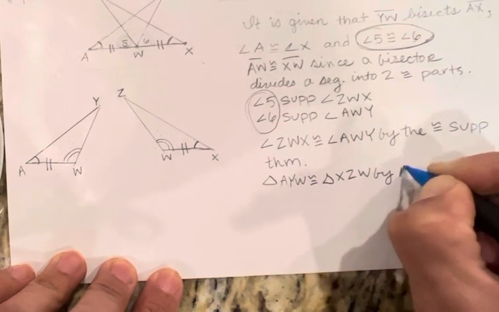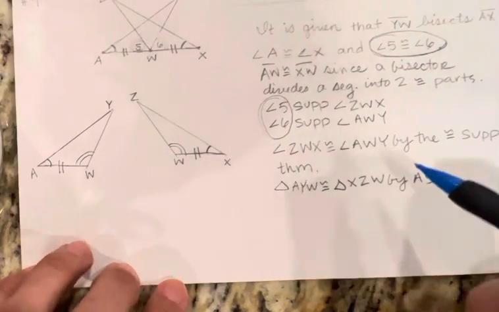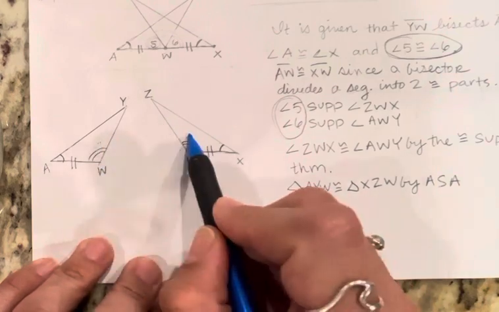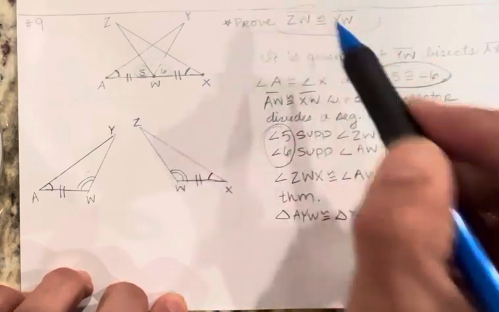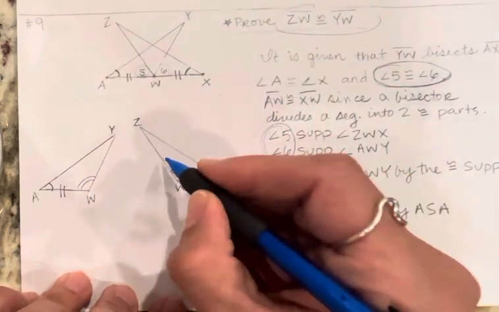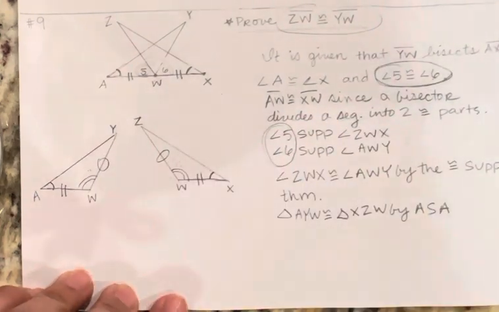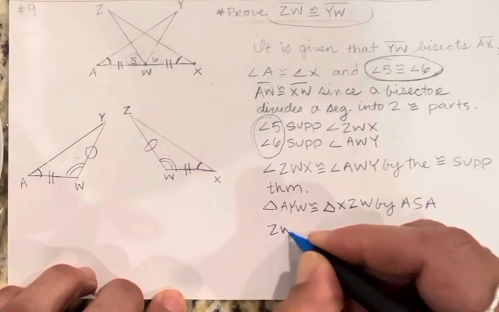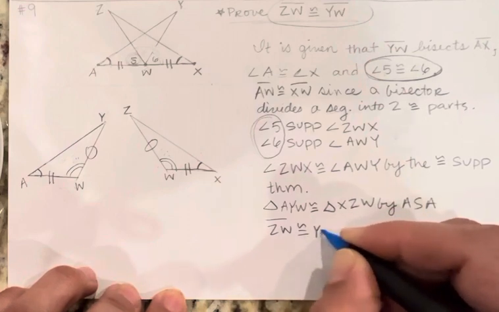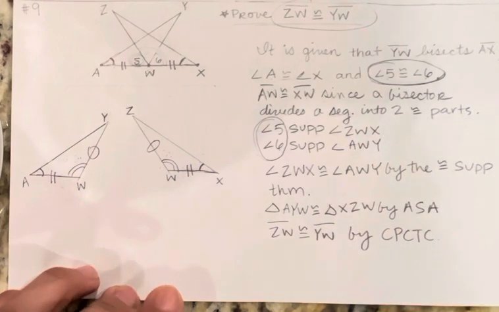And now we're home free, because if these two triangles are congruent, then their corresponding parts are congruent. So now I can prove ZW, which is right here, is congruent to YW. And that is by CPCTC. Corresponding parts of congruent triangles are congruent. Okay, that concludes our proof.